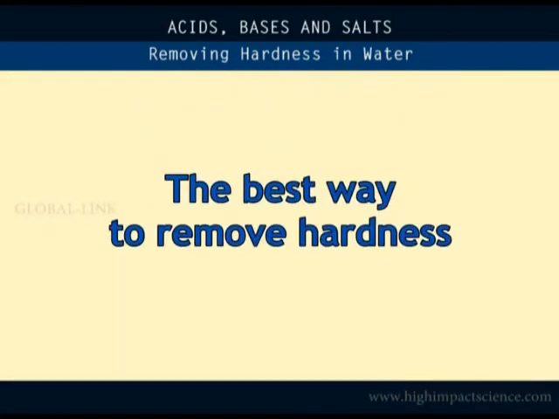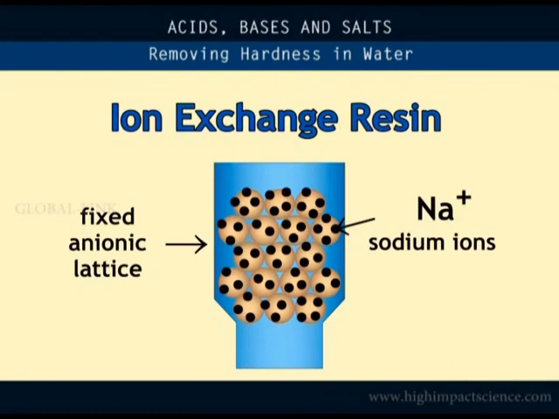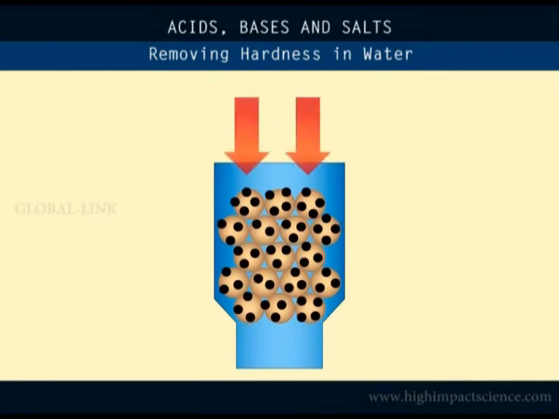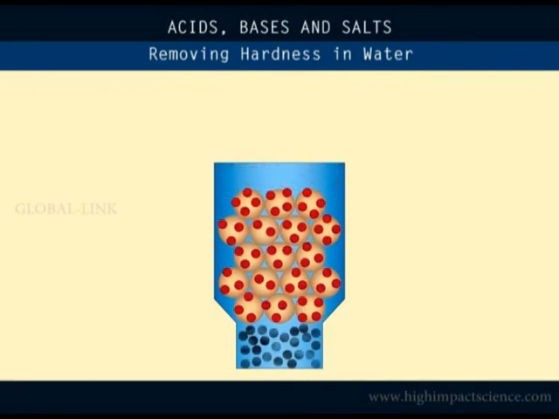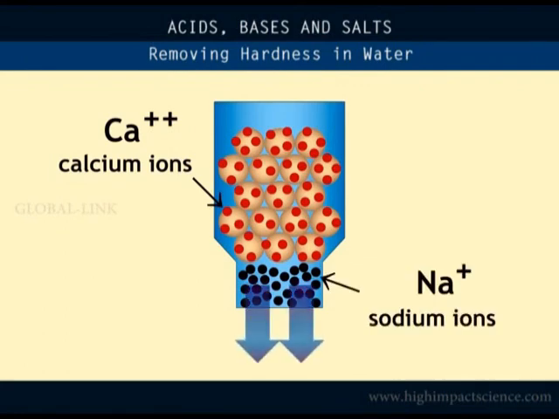The best way to remove hardness is to use something called an ion exchange resin. These have a fixed anionic lattice, a lot like clay, initially balanced by sodium ions. As hard water flows through, the calcium ions are exchanged for the sodium ions so that the calcium ions stick to the clay and the sodium ions come out into the water. In this way, the water is softened.